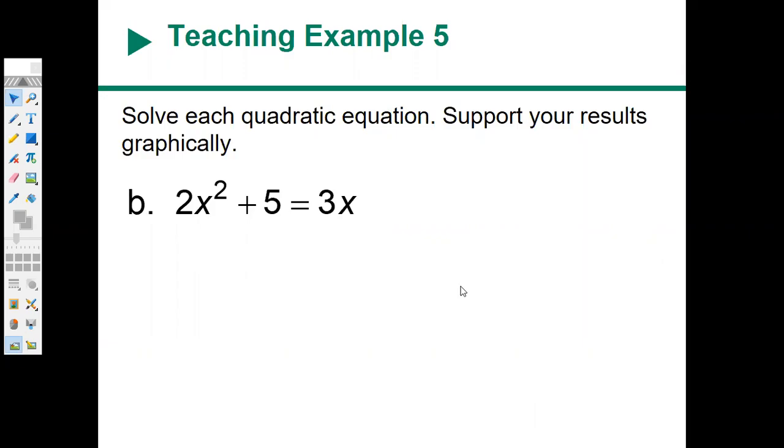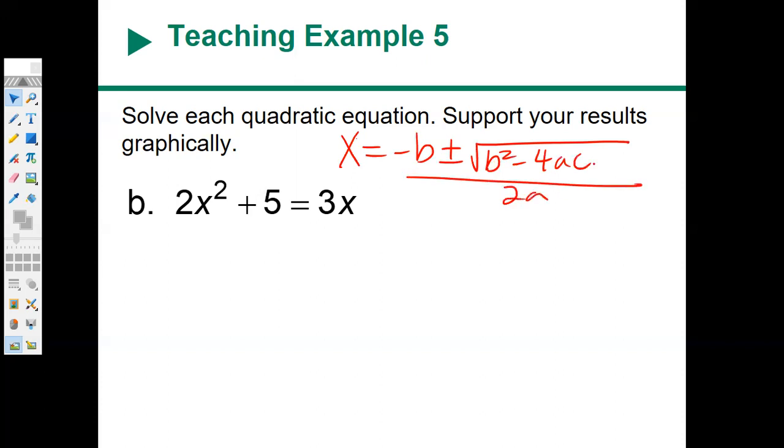Okay. So when all else fails, what's your safety net? The quadratic formula. Okay. Anyone want to sing it with me? X equals negative b plus or minus the square root of b squared minus 4ac divided by 2a. Hey, that's the quadratic formula.